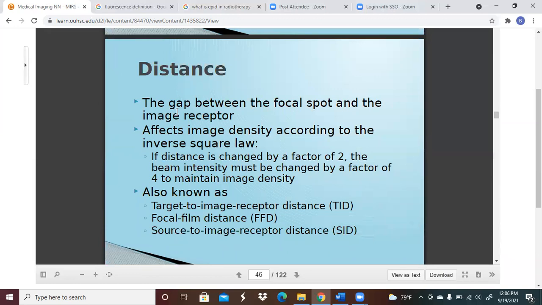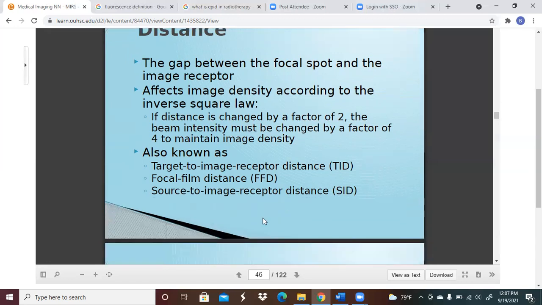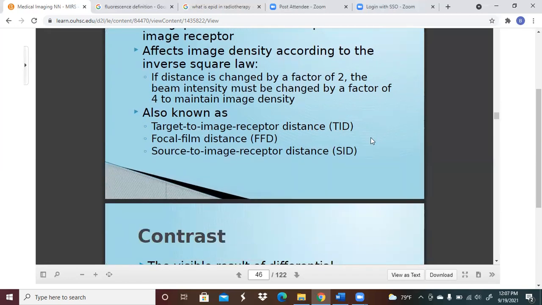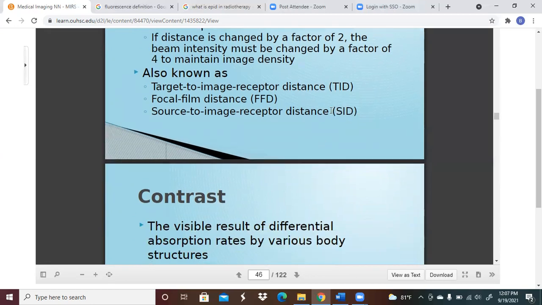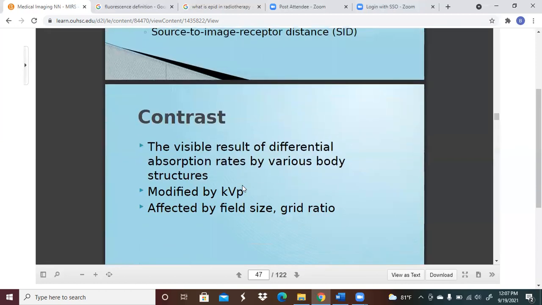So the distance, you've got the gap between the focal spot and the image receptor. It is affected by the inverse square law. In other words, if the distance is changed by a factor of 2, the beam intensity must change by a factor of 4 in order to maintain that. It's also known as target to image receptor distance, focal film distance, or source to image receptor distance, or SID. This is something that physicists will generally work with when it comes to onboard imaging, EPID systems, things of that sort, in order to be able to run QAs. I've seen that in the clinic.